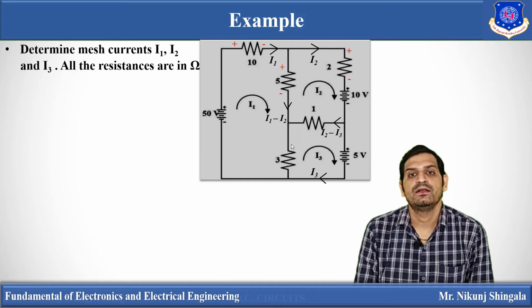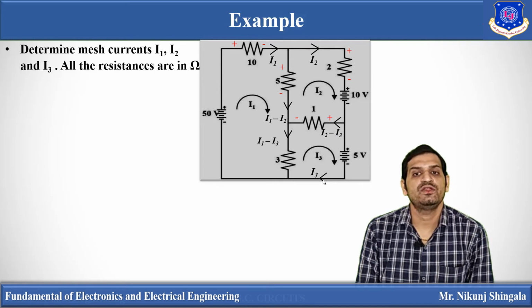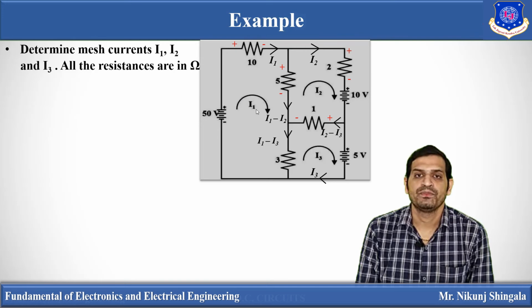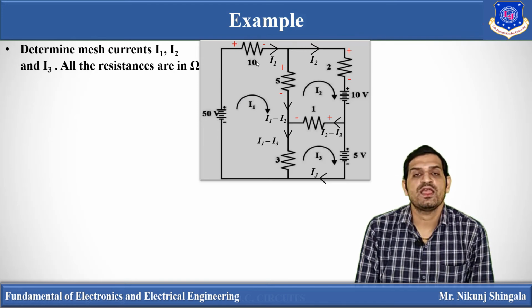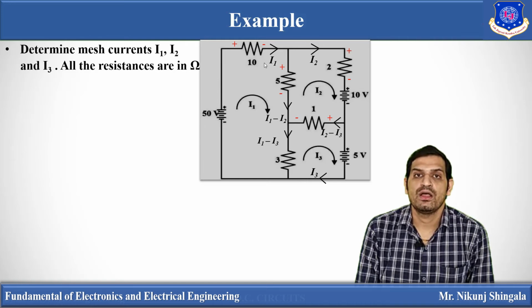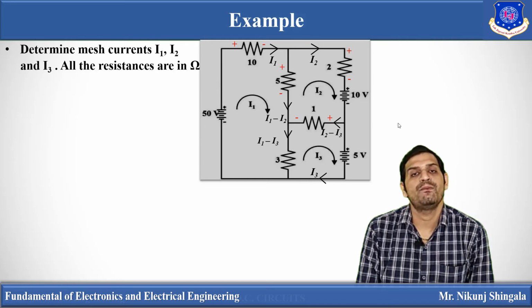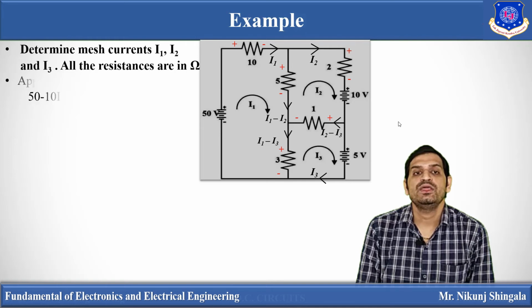If we add, suppose this is I1 minus I2 and this is I2 minus I3, then this current will be I1 minus I3 according to the KCL. If we add I1 minus I3 and I3, we will get I1 back. Now, this is the first task: we have to assign the polarities, the branch current and the loop current. Now applying the KVL in each and every loop.